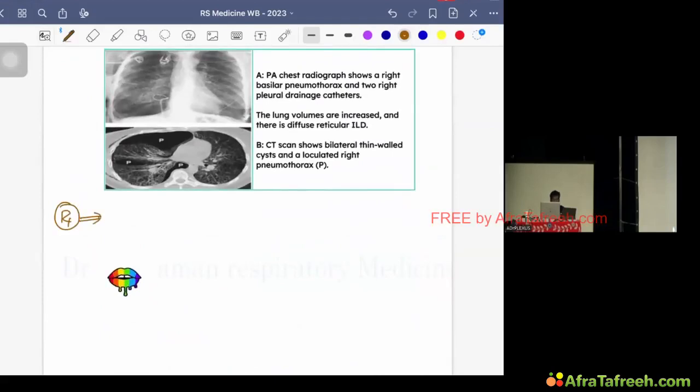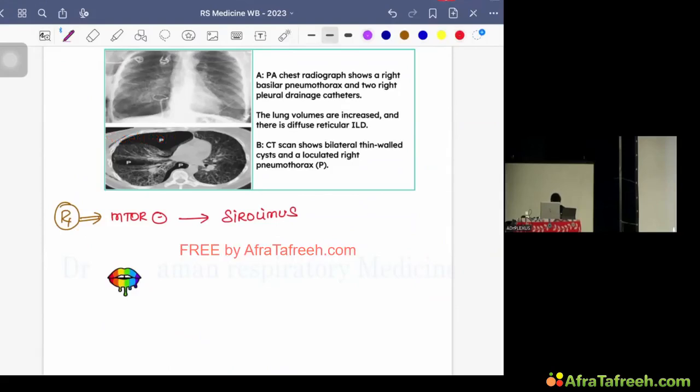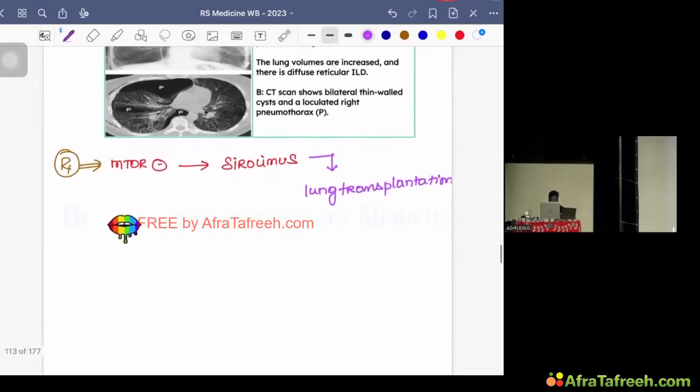Okay, the treatment here is we go for mTOR inhibitor. What is the mTOR inhibitor? Sirolimus. If the patient is not improving with medical treatment, then the next treatment option available is going to be lung transplantation.